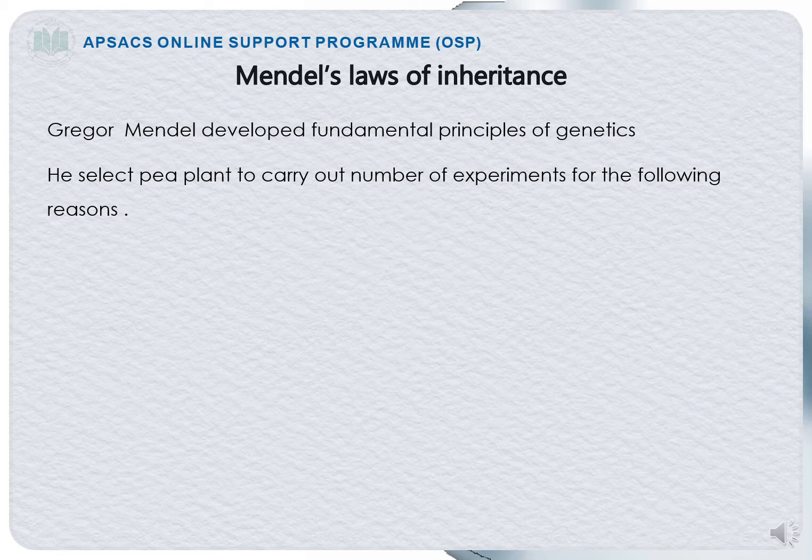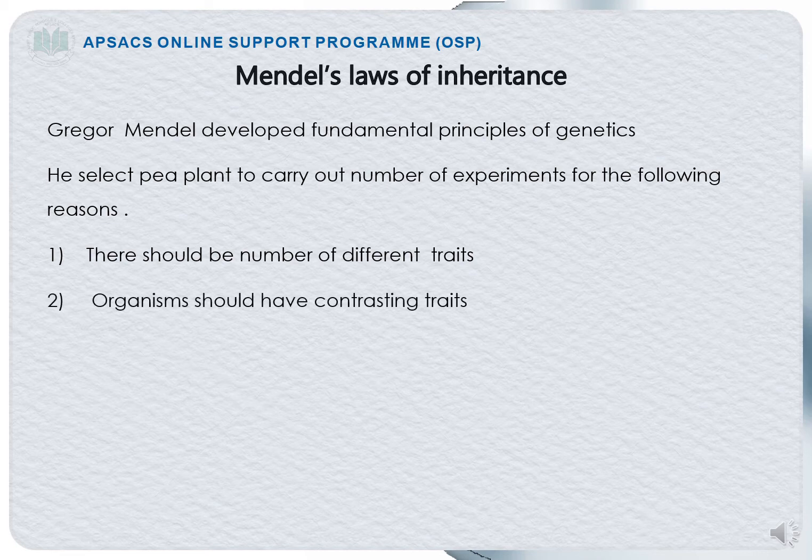He also discussed that the organisms for a genetic experiment should have the following features. There should be a number of different traits. It means the organism or the plant should have a number of different characteristics, like a pea plant or other experimental plants should have seed color, seed shape, flower position, stem length. These are all different types of characteristics that are present in the pea plant.